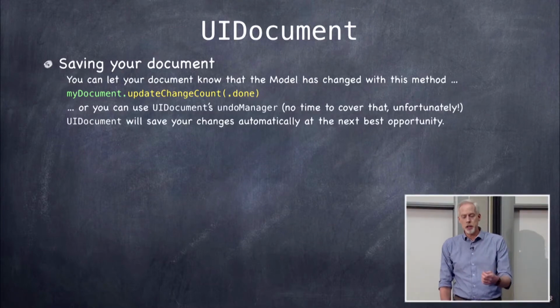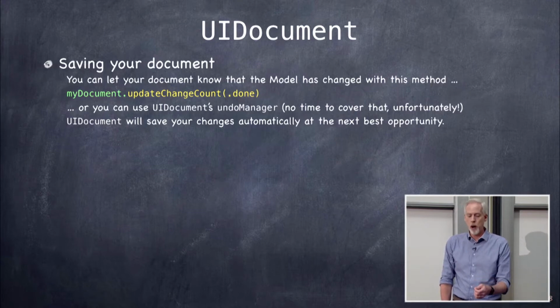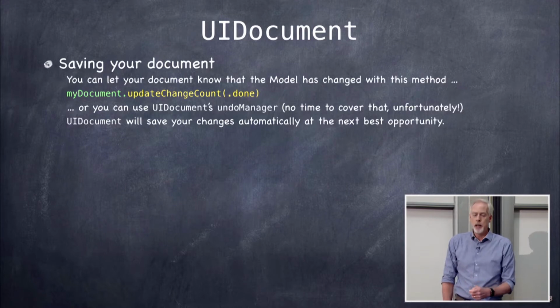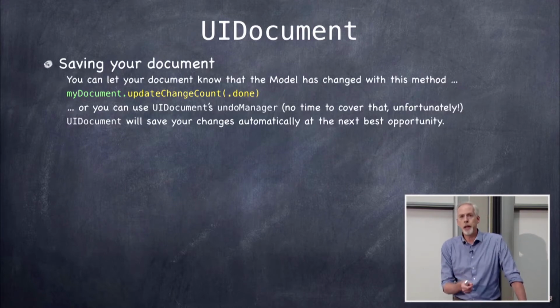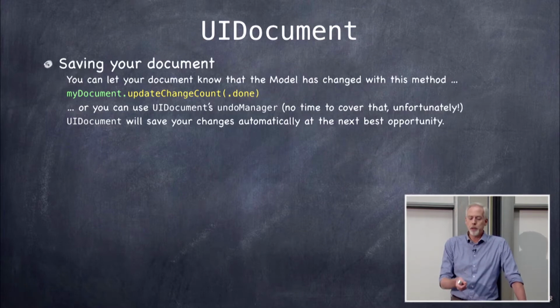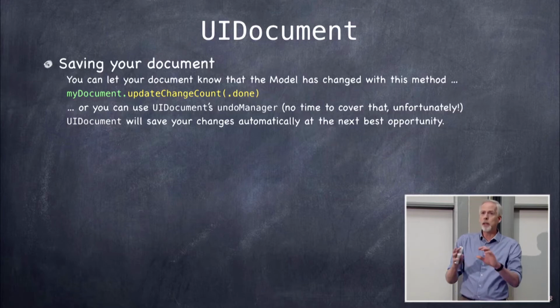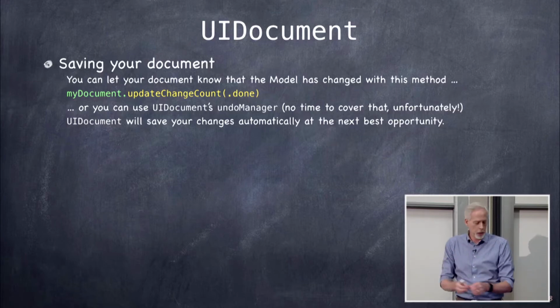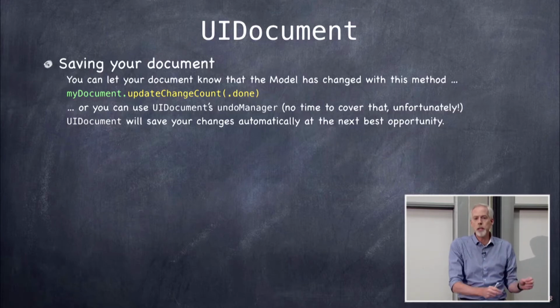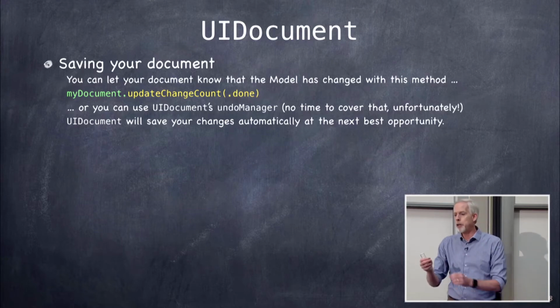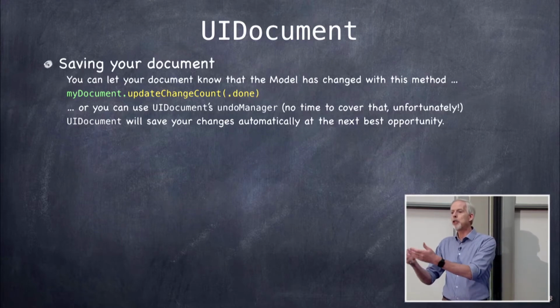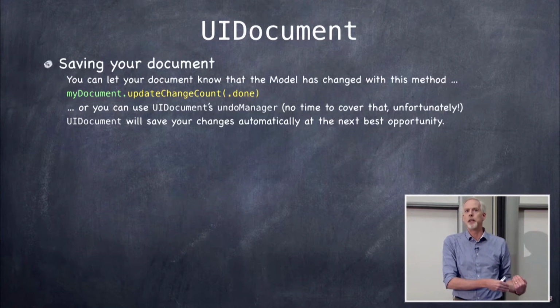You can save your file explicitly, or you can just do auto-saving. If you do auto-saving, this is the method you have to call to tell your UI document, I've changed: update change count done. Another way, by the way, to do this is to use the undo manager of UI documents. Unfortunately, I don't have time to teach you about doing undo. Undo manager is a really cool little class where every time you do an operation like drag a new emoji in or resize it, you go to the undo manager and say, I just did this operation and here's a closure for how to undo it.